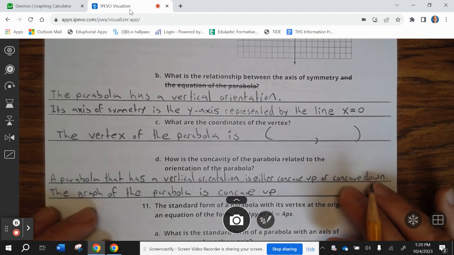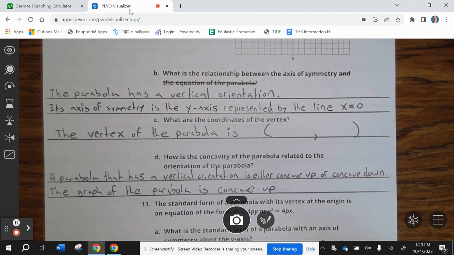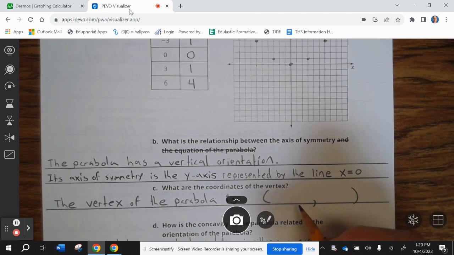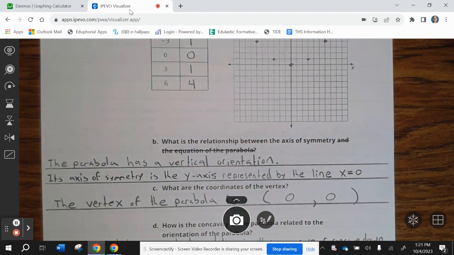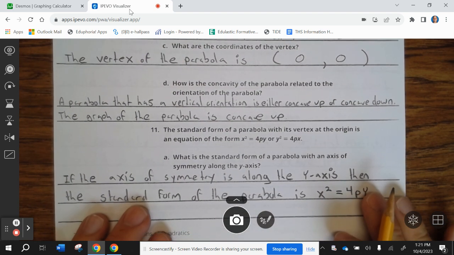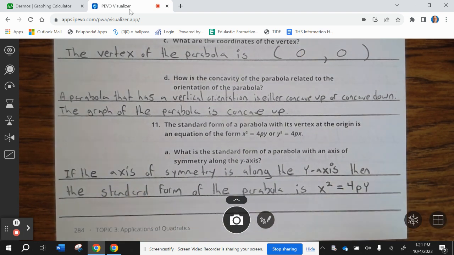All right. What is the relationship between the axis of symmetry? The parabola has a vertical orientation. Its axis of symmetry is the y-axis represented by the line x equals 0. The vertex of the parabola is right here, which is (0, 0). How is the concavity of the parabola related to the orientation of the parabola? A parabola that has a vertical orientation is either concave up or concave down. The graph of the parabola is concave up.